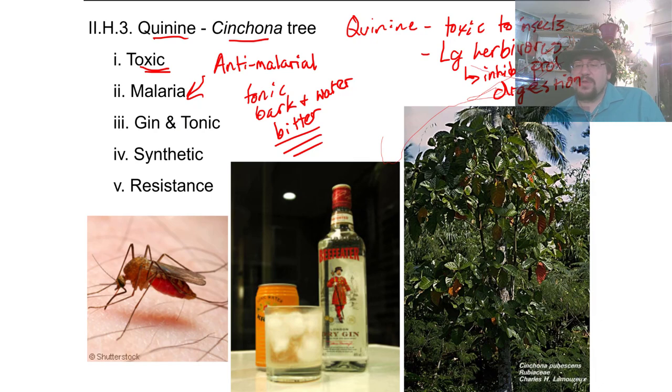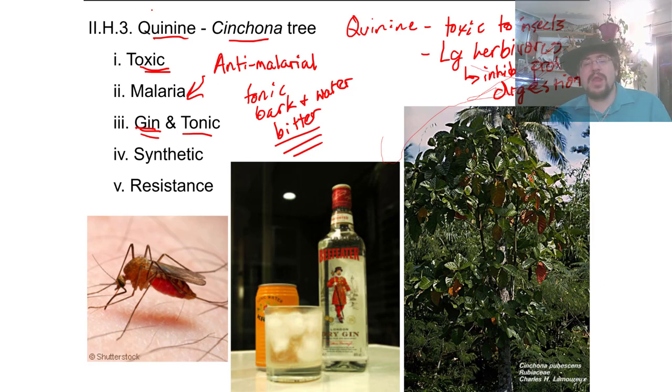Later when the Spanish rolled in, or not the Spanish, but later when the British were coming in, they brought gin with them and mixed it with that tonic in order to mask the bitter taste of it. So gin and tonic literally comes from a genuine anti-malarial concoction. So it's not just a drink that you drink to sound fancy. You actually have a history of anti-malarial action, which is pretty cool.